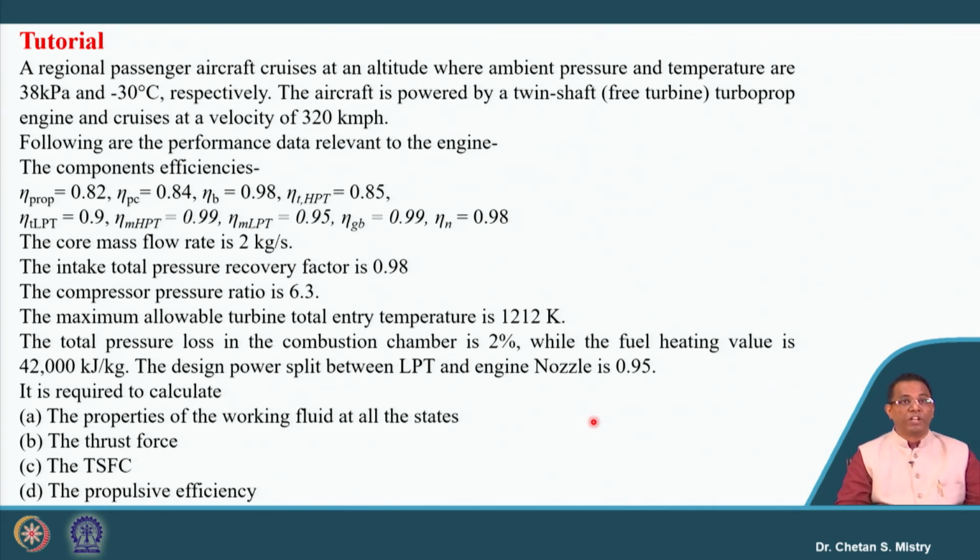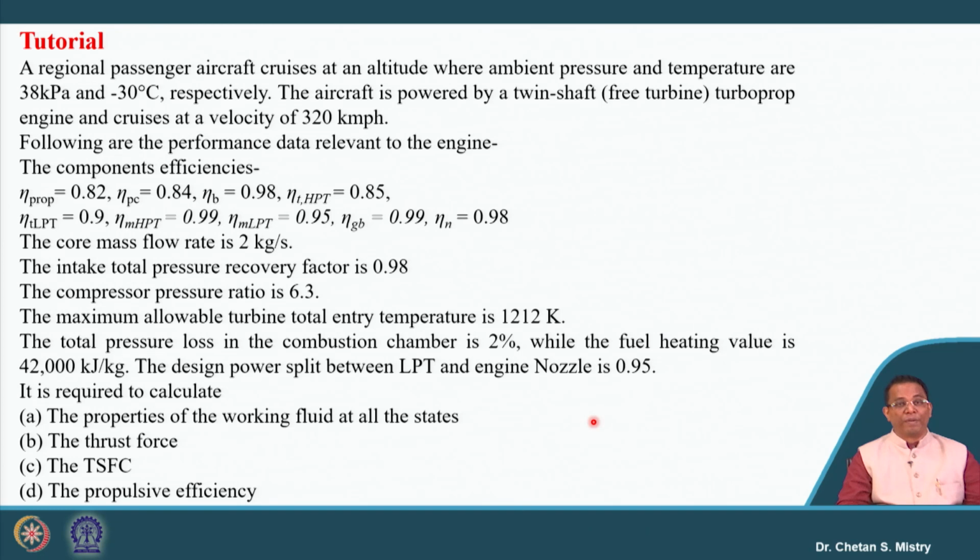terms of temperature and pressure, that is the ambient condition. The aircraft is flying at 320 kilometers per hour speed. We have our efficiencies in terms of propeller efficiency, compressor efficiency, burner efficiency, HP turbine and LP turbine efficiency, mechanical efficiencies, gearbox efficiency and nozzle efficiencies. The core mass flow rate is also given, that is 2 kg per second. One important parameter given here is the inlet total pressure recovery factor.